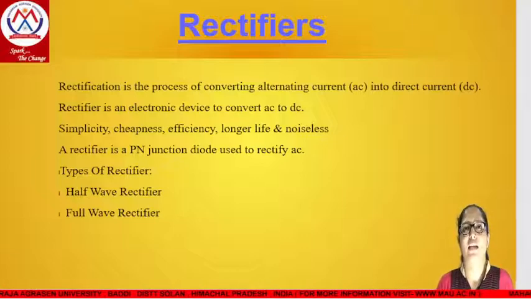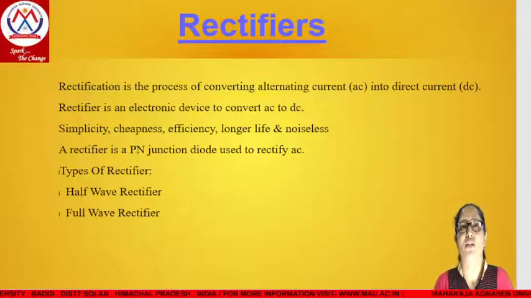And a rectifier is an electronic device that is used to convert alternating current into direct current. The main features of a rectifier are: it should be simple to use, it should be cheap and cost effective, and third, its efficiency should be high. It should be able to convert most of the AC into DC. It should have a longer life and the process of rectification should be noiseless.